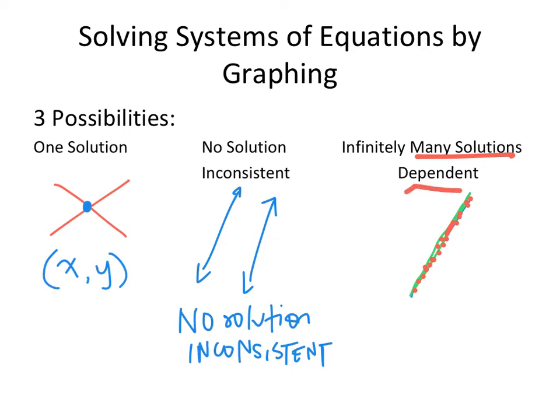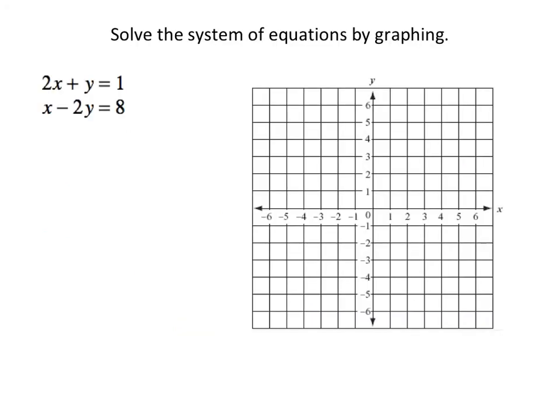To remember dependent, I say, okay, there's two lines and they're leaning up on each other, right? They depend on each other, they lean on each other. And so that's what you'd write: infinitely many solutions, dependent. Now we'll go through some examples of solving systems of equations by graphing.